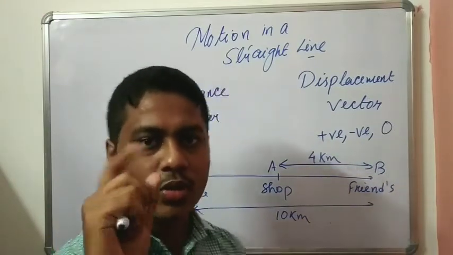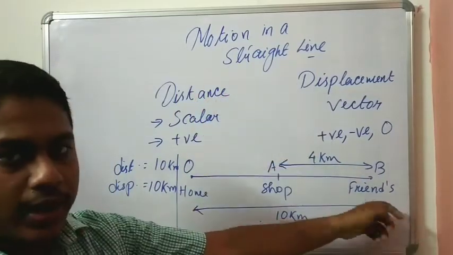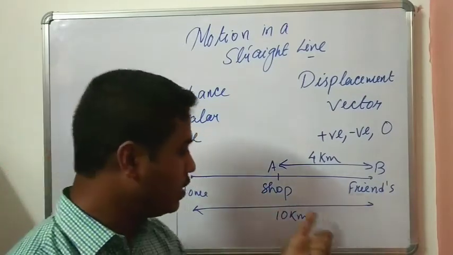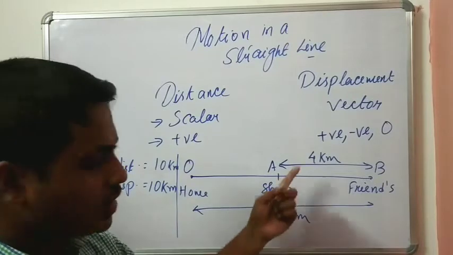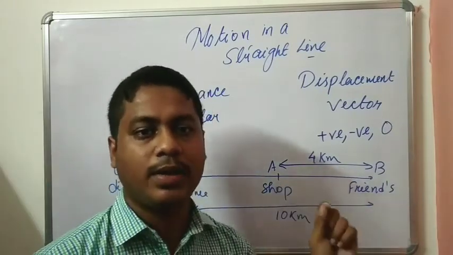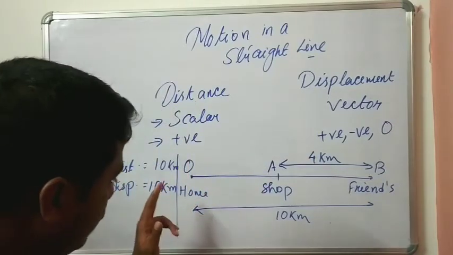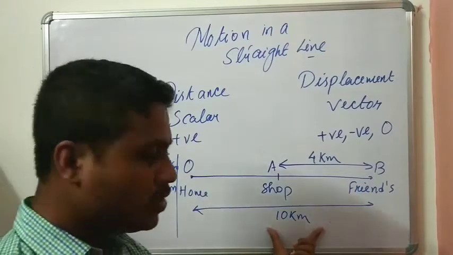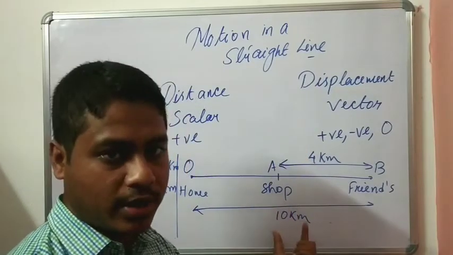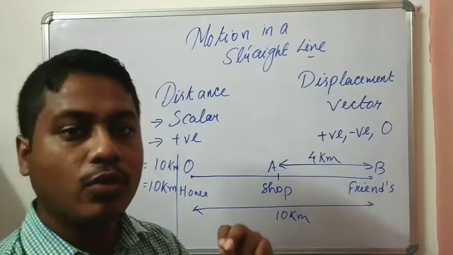Now the second situation goes like this. Suppose you have started from your home, you went to your friend's home, then you returned back, and suppose you waited in the shop to buy something. So when you waited at the shop, which is at a distance of 4 kilometer, what will be its distance and what will be its displacement? So the distance here: you have moved from your home to the friend's home. How much have you moved? 10. Then from the friend's home to the shop, you have moved by 4 kilometer. That means the total path you have traveled is 10 plus 4, equal to 14 kilometer.